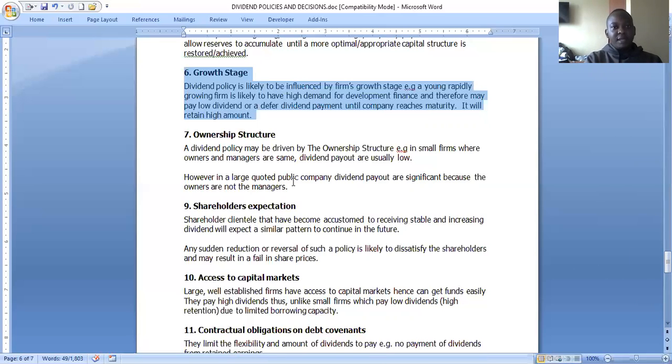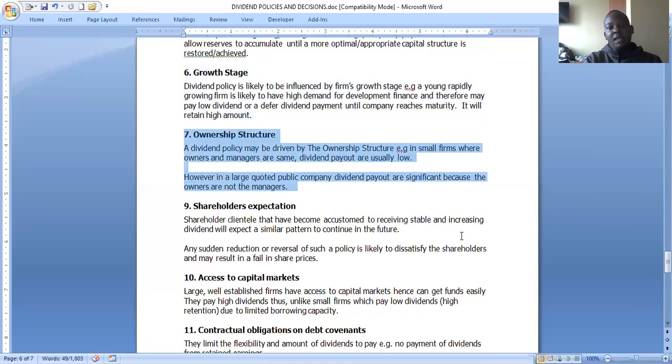Then the ownership structure will also be a factor in the amount of dividends that the business will be paying. So the dividend policy may be driven by the ownership structure. For instance, in small firms where owners and managers are the same, dividend payout is usually low. However, in large firms, the dividend payout is usually high. In small companies, you'll find that the managers are the same as the owners. So the managers, in this case, will be receiving a salary.